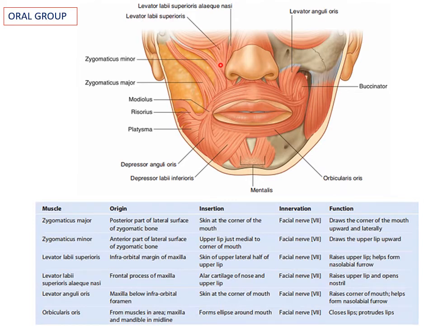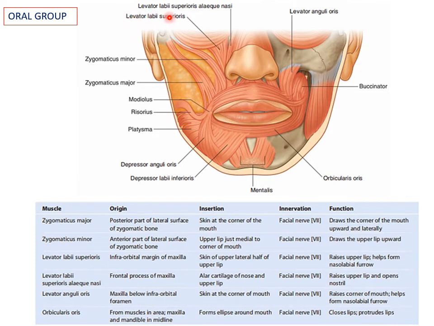The next muscle is the levator labii superioris muscle. It arises from the infraorbital margin of the maxilla, and it is inserted into the skin of the upper lateral half of the upper lip. It is also supplied by the facial nerve. Its function is that it raises the upper lip and helps in the formation of the nasolabial furrow. Between the nose and the upper lip there is a fold that is called the nasolabial furrow.